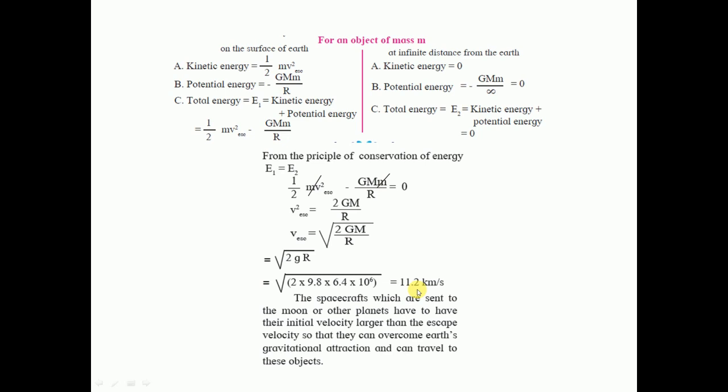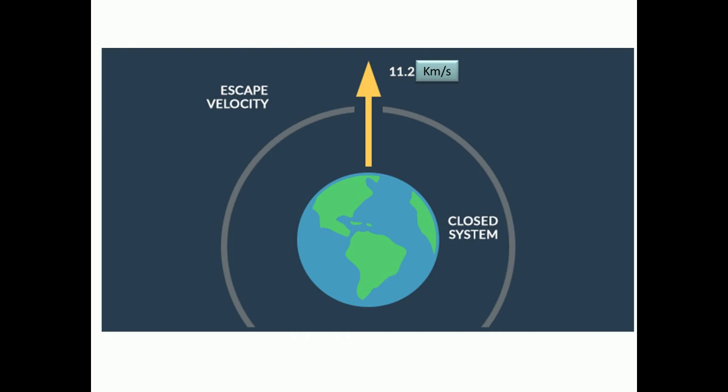So here I have shown you how we calculate the escape velocity and what the escape velocity is. With this diagram you can easily understand that whenever you throw an object from the Earth and it escapes the gravitational field of the Earth, this is the gravitational field of the Earth. If it escapes the gravitational field of the Earth, then we say that the ball is thrown at escape velocity, and the escape velocity is 11.2 kilometer per second.